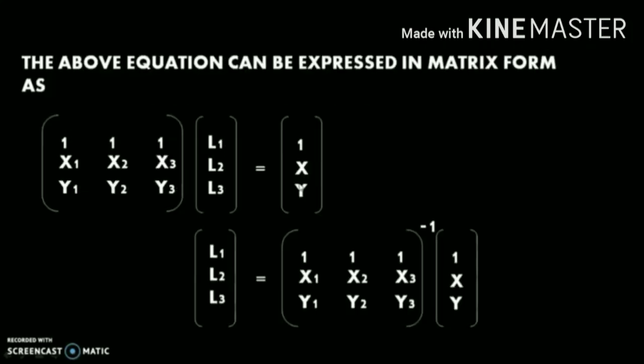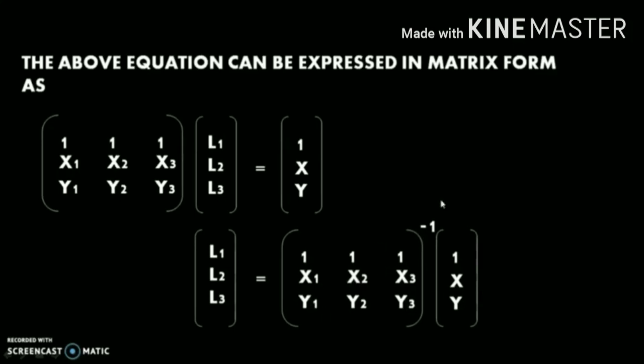For that, we can represent the above equations in matrix form, which will give [1, 1, 1; x1, x2, x3; y1, y2, y3] times [L1, L2, L3] equal to [1, x, y]. Here we want to find out the values of L1, L2, L3. For that, we have to multiply the inverse of this matrix on both LHS and RHS, which will give us [L1, L2, L3] equal to the inverse of [1, 1, 1; x1, x2, x3; y1, y2, y3] times [1, x, y].